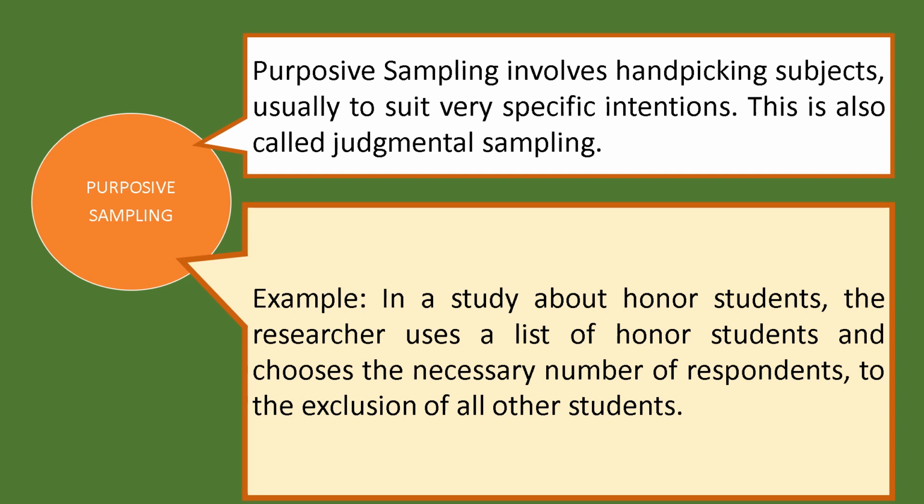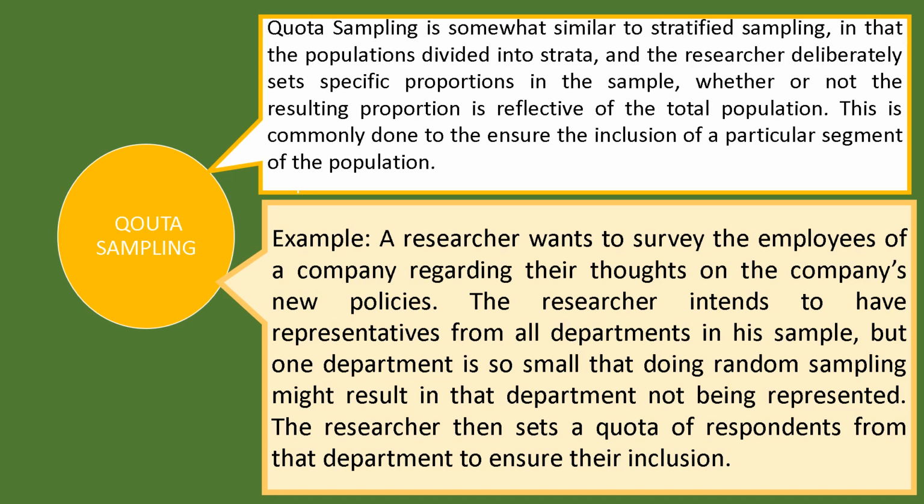Purposive sampling involves handpicking subjects, usually to suit very specific intentions. This is also called judgmental sampling. Example, in a study about honor students, the researcher uses a list of honor students and chooses the necessary number of respondents to the exclusion of all other students.